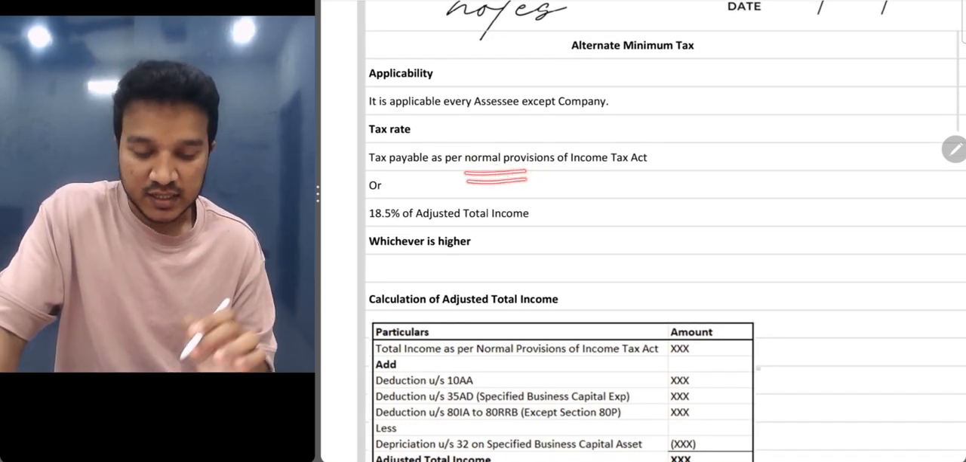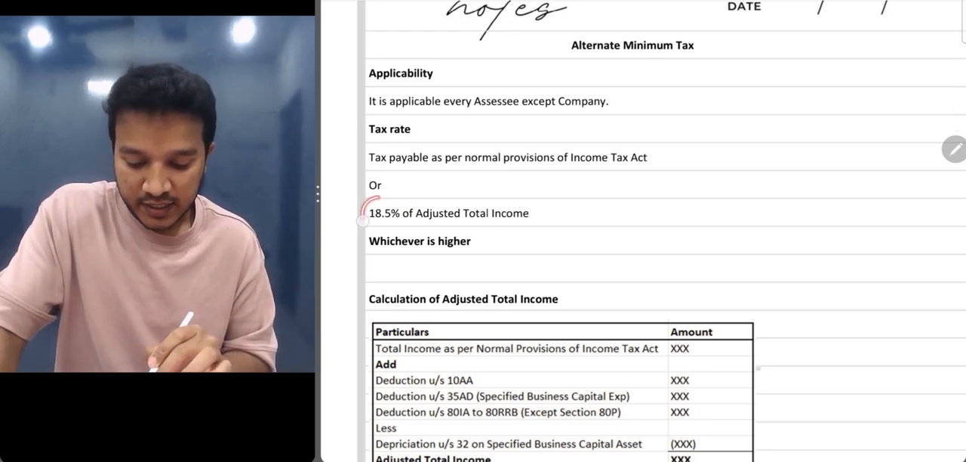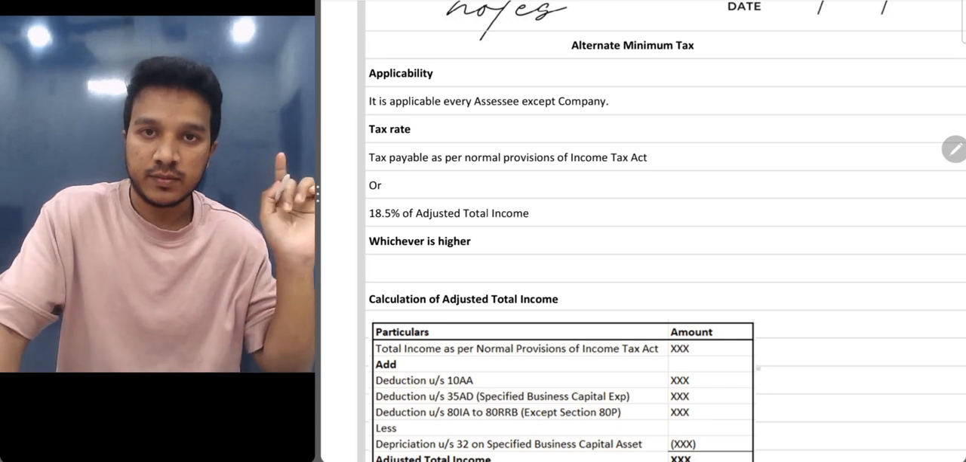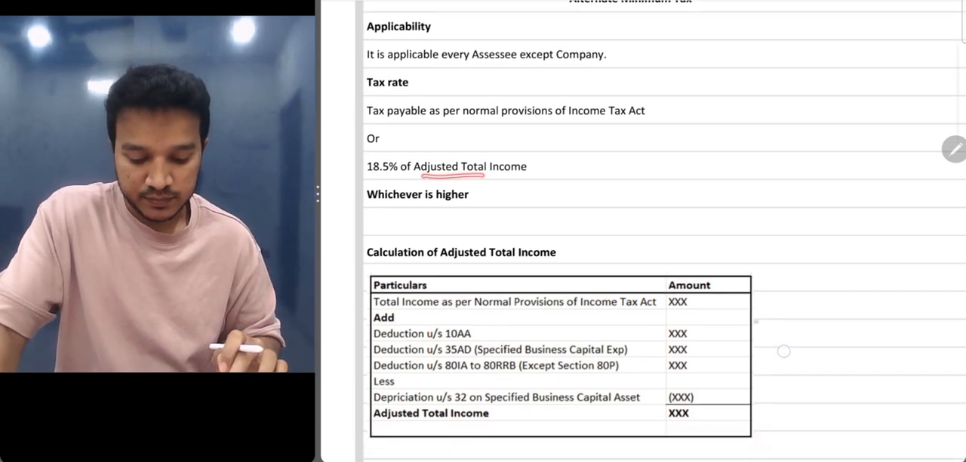You will calculate tax as per normal provisions of the Act and then calculate 18.5% on the adjusted total income. Whichever is higher, you will pay that amount. Okay. Now what is adjusted total income?